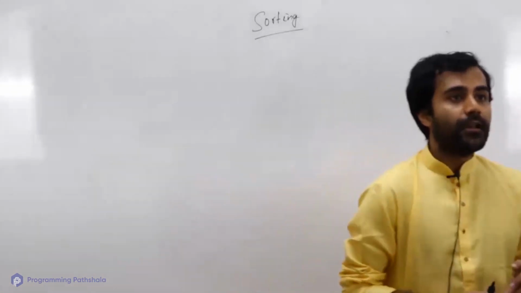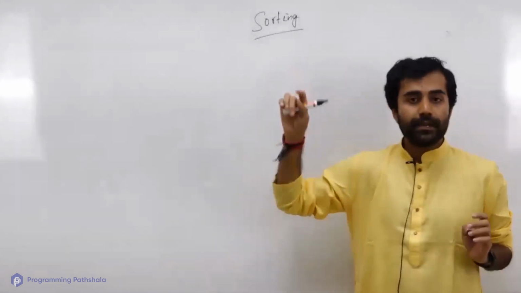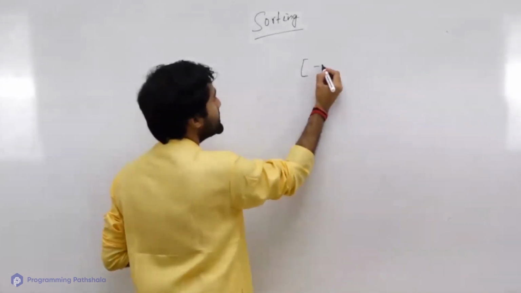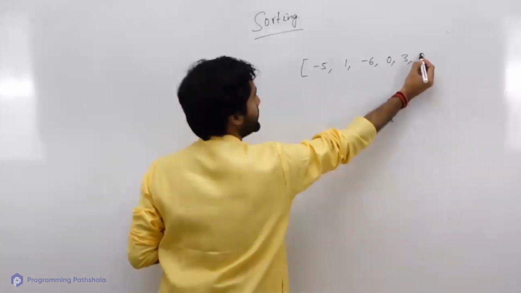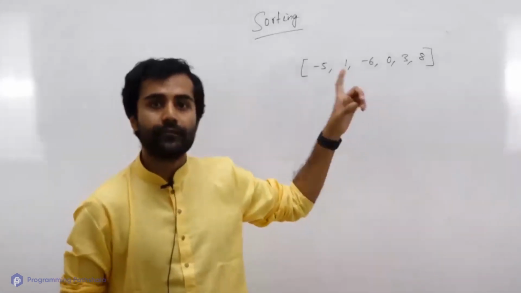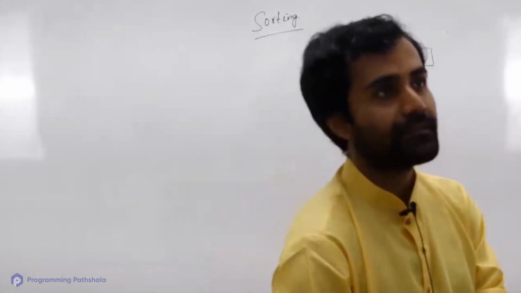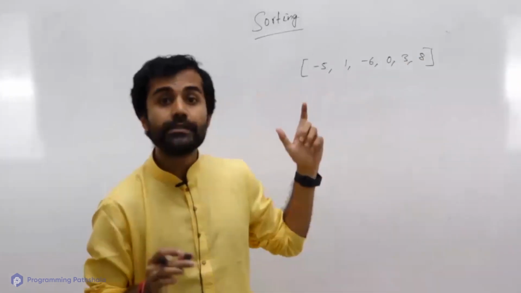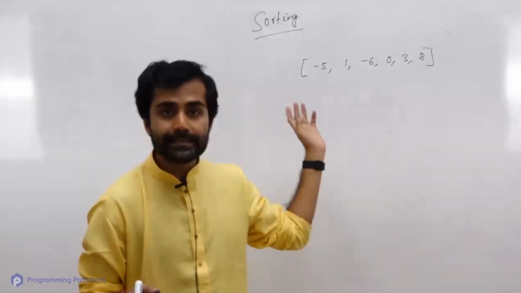Okay, cool. So let's talk about it. You want to sort some data. What is the definition of sorting? If I give you an array which contains integers like -5, 1, -6, 0, 3, 8, and I tell you a vague statement, sort this thing for me, will you be able to sort or will you ask for more information? Yes, you should ask for more information. You will ask, okay, you want me to sort it, but in which order? So let's say I tell you, sort it in ascending order.